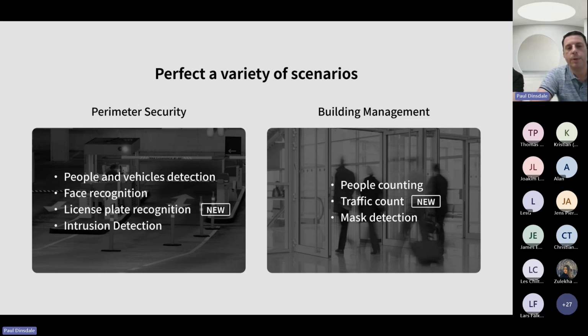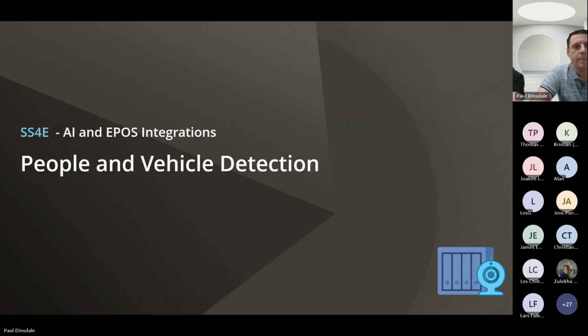And for more of the building management side of things, you've got the people count, so you can see when there's a large amount of people in the store, say, so you know when your peak times are. Traffic count, and also mask detection. So anybody trying to evade capture, we can hopefully work them out.